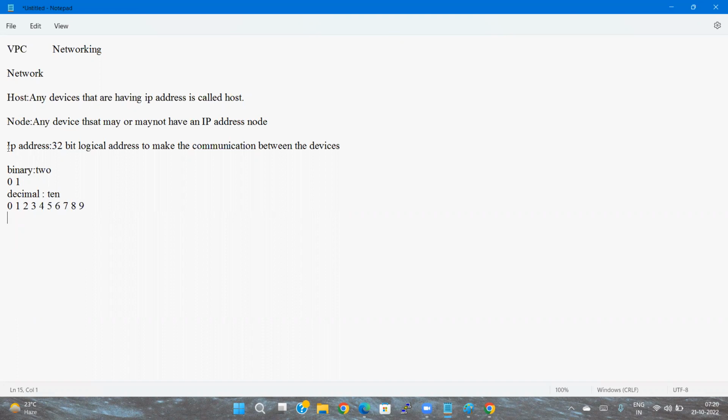Now what I am saying, an IP address is a 32-bit logical address. In computer terminology, bits means ones and zeros. So the IP address will be in the form of ones and zeros. For example, each bit might be either 1 or 0. If all 32 bits are ones, how can we write that? 1, 2, 3, 4, 5, 6, 7, 8.